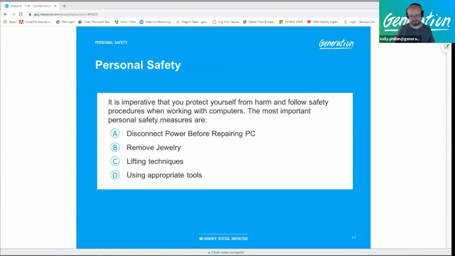Personal safety. As we were talking about the ESD bracelets, it's not just about protecting the equipment, it's also about protecting you, making sure that you are doing what you need to do before you get into that computer. Before you do anything inside of a computer, shut it down, turn it off, press the power button, make sure you dispel all the stored energy in it, remove jewelry. Things can get snagged. If you have a gold ring or something like that, and you hit two connectors, you can actually create a connection between the two and damage the components that way.